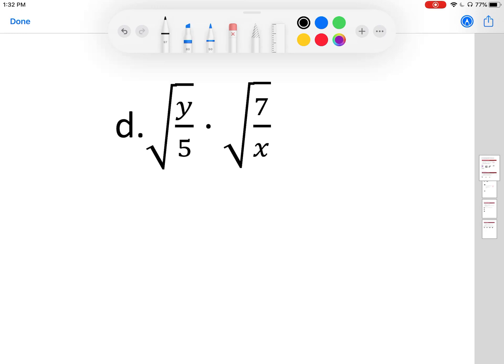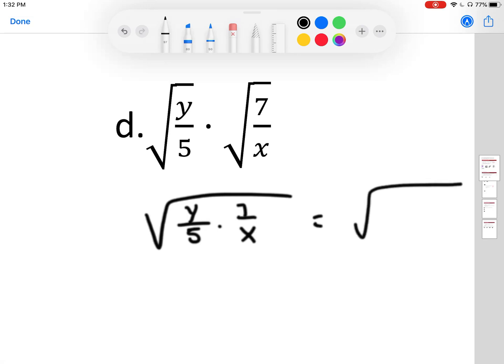Here, we can still multiply even if they're fractions. Our fraction rules apply. So I have the square root of y over 5 times the square root of 7 over x. We multiply across. You get y times 7 is 7y, and 5 times x is 5x.